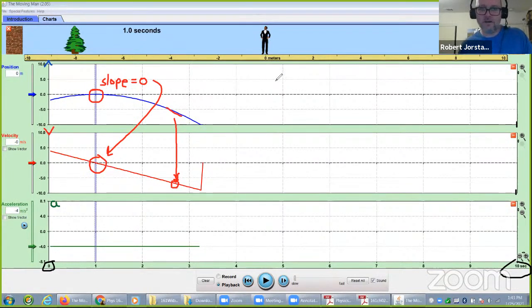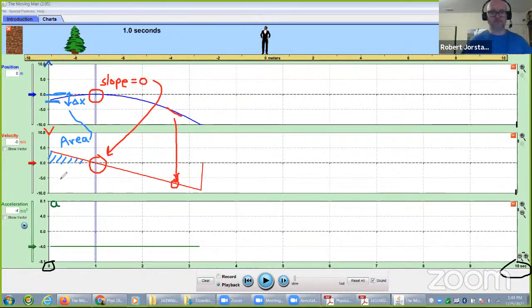Now, wait a minute. What about, whoops, give me a second. This area right here. What does that area relate to? Displacement. The displacement. So that area relates to this change in x. That area gives us this displacement. Sorry, it's not perfect there.